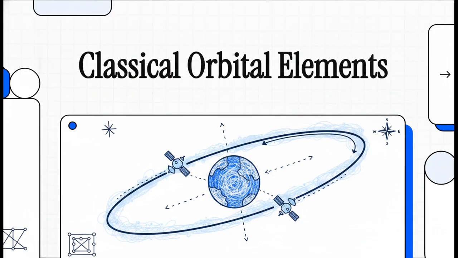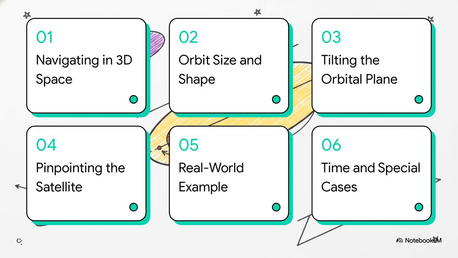Now, the math governing the cosmos can seem, well, incredibly daunting, but the absolute beauty of orbital mechanics is that it can be distilled down into a really elegant, highly structured framework. So today we're going back to the foundational principles to understand exactly how that framework actually operates. To keep from getting overwhelmed, we're going to build an orbit from scratch, piece by piece. Here is our roadmap. Navigating in 3D space, orbit size and shape, tilting the orbital plane, pinpointing the satellite, a real-world example, and finally, time and special cases.